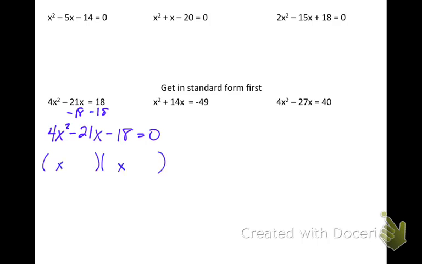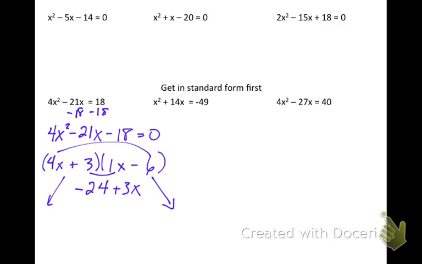Again, got to guess and check. Different signs. 4 and 1, 6 and 3. My outsides and my insides give me negative 24 plus 3x, and that gives me my negative 21, so that's correct. And then I would go ahead and separate this into two separate problems. 4x plus 3 equals 0, and x minus 6 equals 0. Get my two solutions.